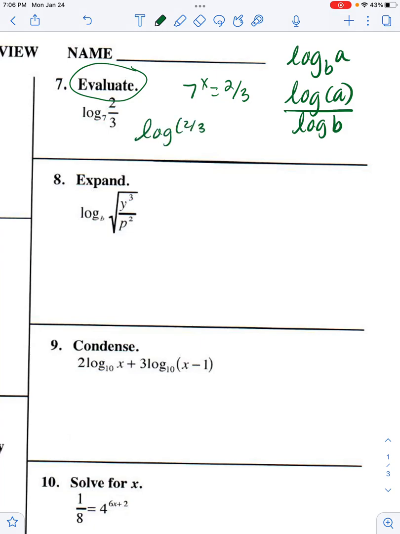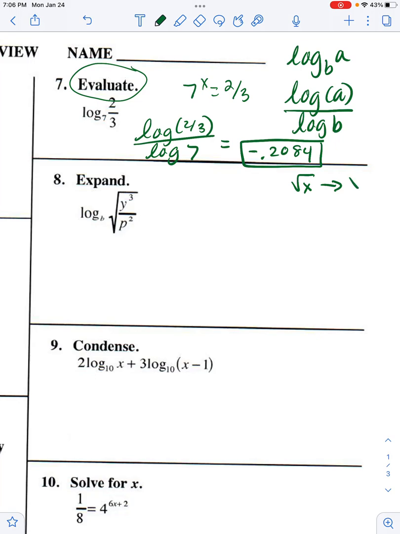So in my problem, I'm going to go ahead and do the log of 2/3, close that parenthesis, and divide it by the log of the base, which is 7. So log 2/3, shut her down, divide by log 7, and I'm getting negative 0.2084. And don't worry about how many decimals should I use? It's multiple choice, so just match what they've got.